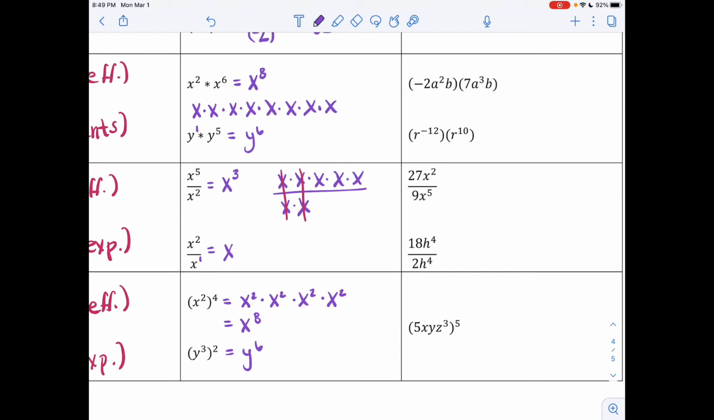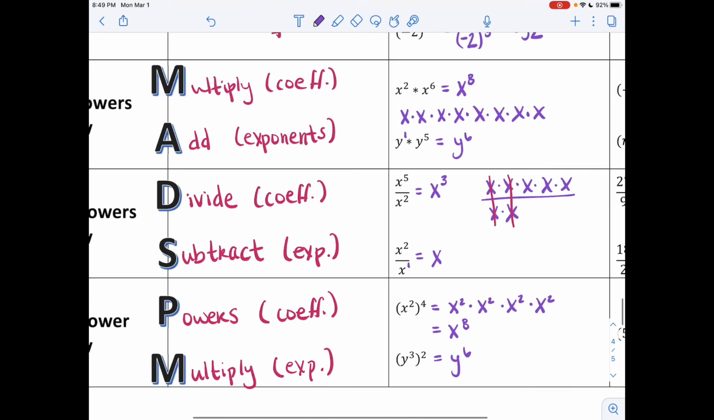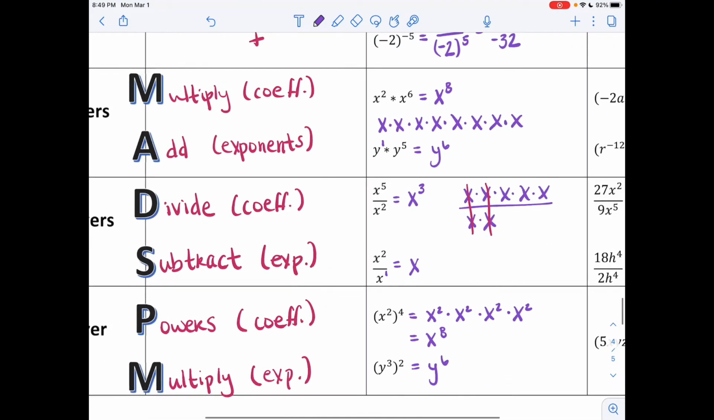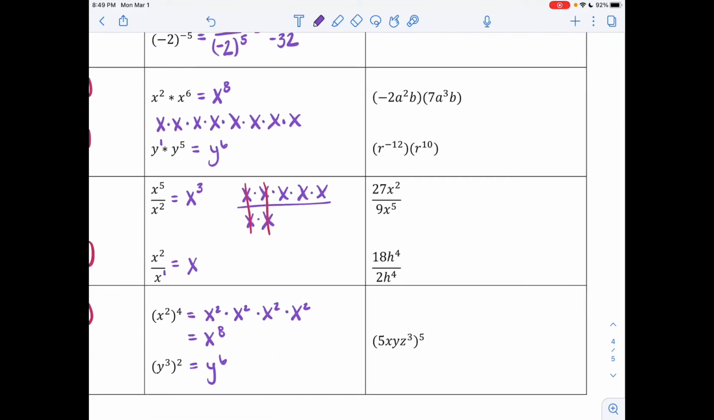So we have in parentheses negative 2a squared b, and then in a second set of parentheses 7a cubed b. Remember that when we are dealing with a product of powers, we multiply our coefficients together, but exponents add. So if we look at our coefficients first, I have a negative 2 times the 7, that's going to give me negative 14. Now I'll look at my a's. I have a to the 2nd power and a to the 3rd power. If I add 2 plus 3, that gives me a to the 5th power.